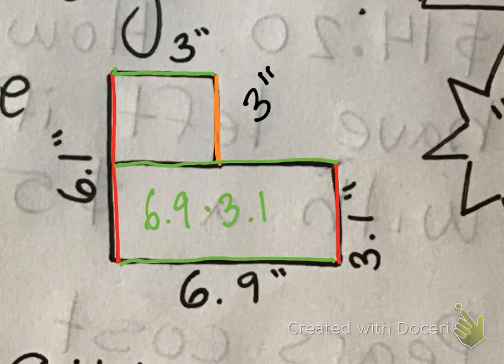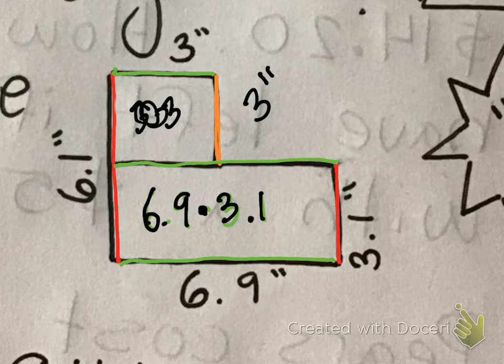What's the length and width of the top one? 3 and 3? Yes, Miles, it is 3 and 3. So then we just do the math. What's the answer for the area for the top one? Let's see, Daniel, it is 9.